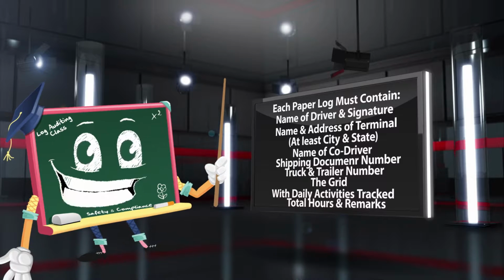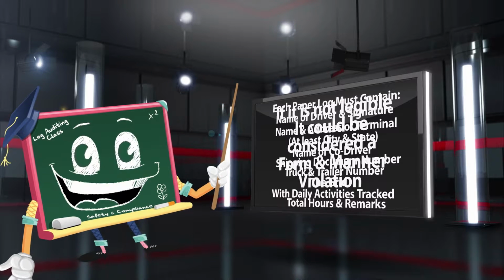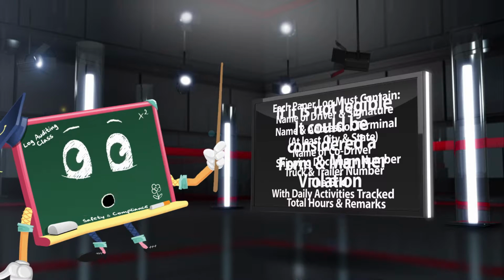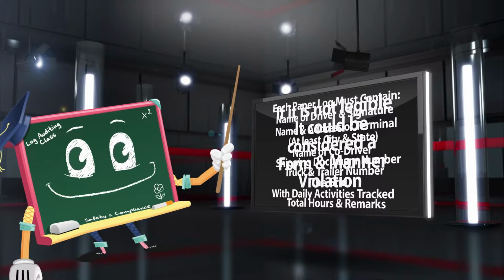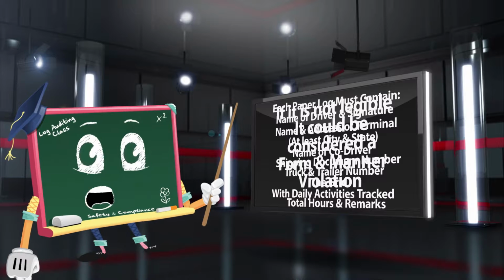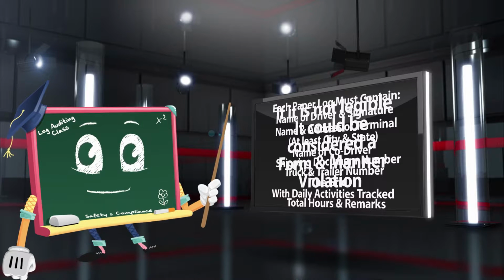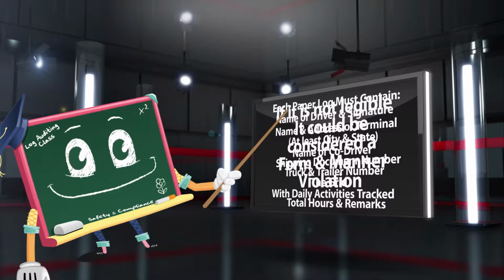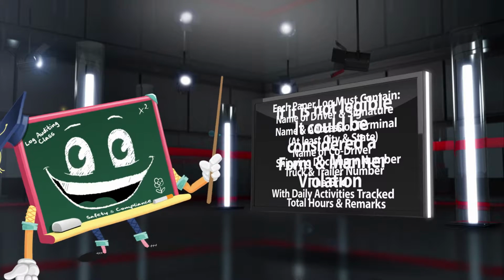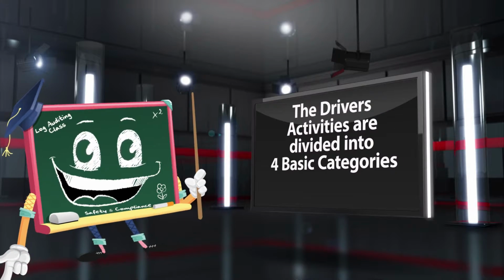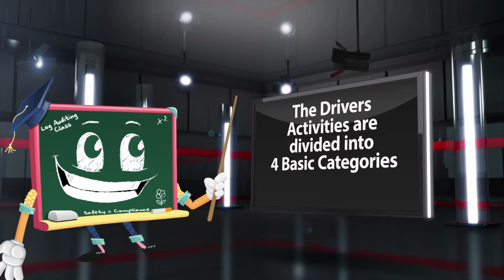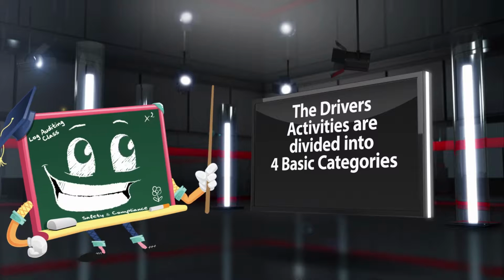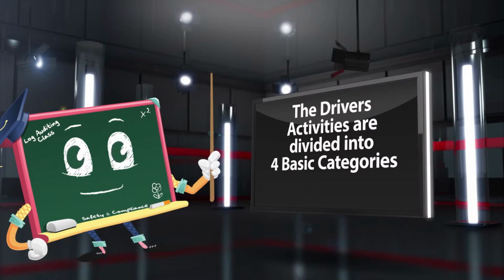All of those need to be complete and legible for it to be a valid log, and being legible is important, especially when using paper logs. It was needed to make sure that those people are writing in a legible fashion, or else it could be considered a form and manner violation. The driver's activities are divided into 4 basic categories. These are the ones that you see on the vast majority of logs. And there are some exceptions, and we'll talk about those shortly.